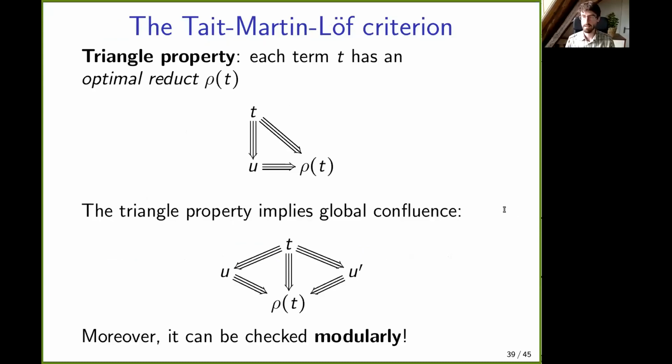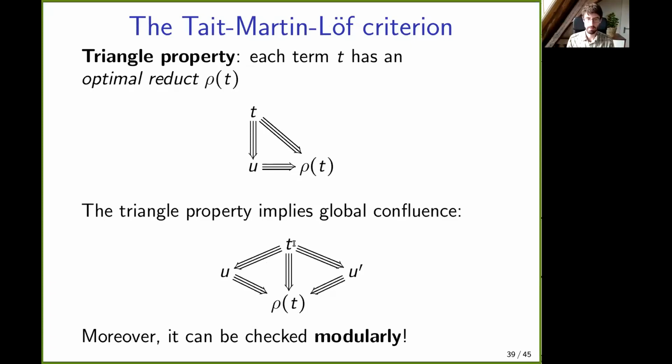And then the foundation of this proof relies on this triangle property, which says that for each term t, there is some optimal reduct called rho of t. In particular, first of all, t reduces in one parallel step to rho of t, and then all other parallel reducts also reduce in one parallel step to rho of t. And if we have this triangle property of parallel reduction, then we can easily prove global confluence by taking two of these triangles and gluing them together.